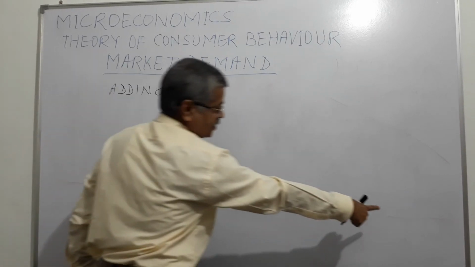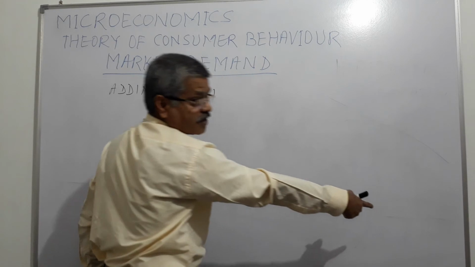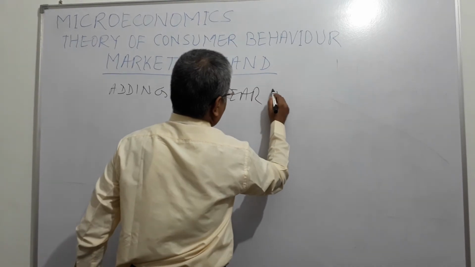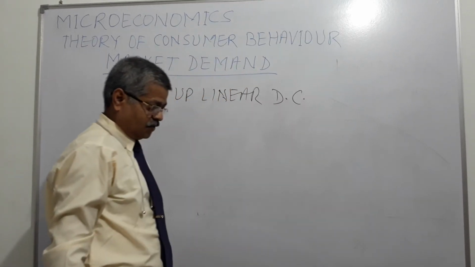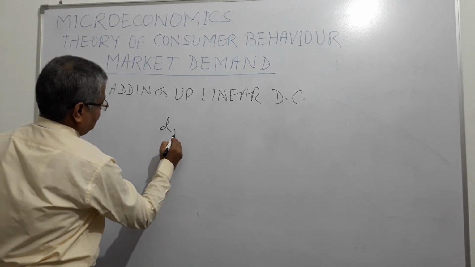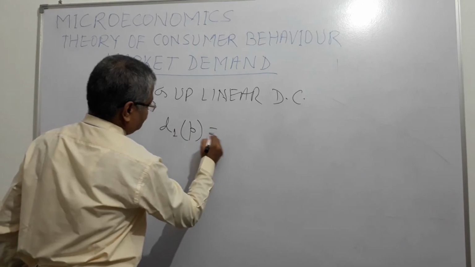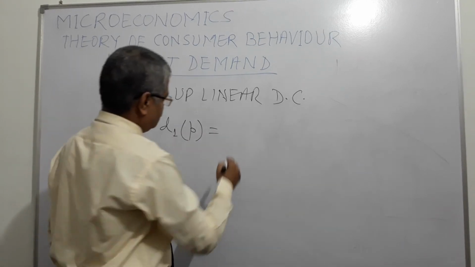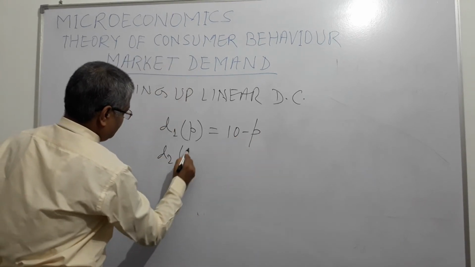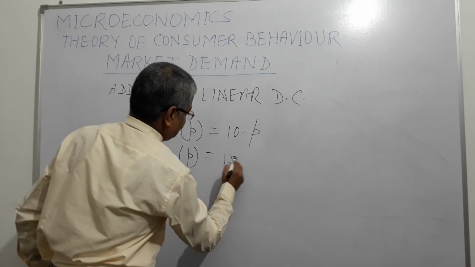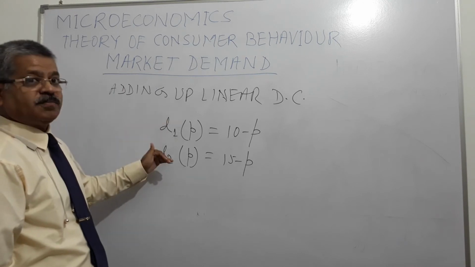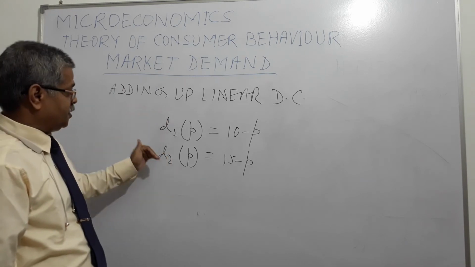I had shown you the linear demand curve when we started. Adding up linear demand curves, what is that? Suppose you take D1(P) equal to, as per the example from the book, 10 minus P, and D2(P) equal to 15 minus P. Customer 1, customer 2. Demand 1, demand 2.